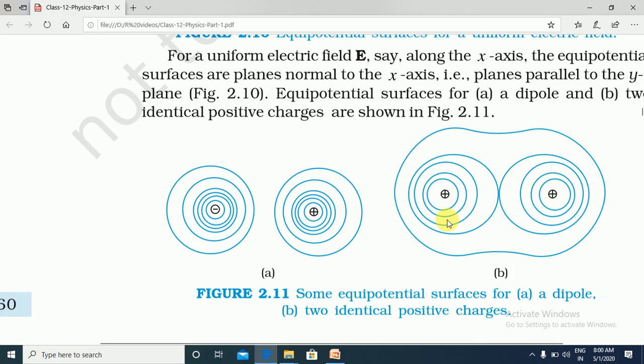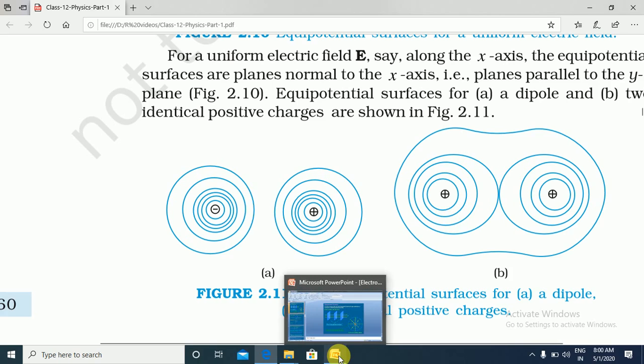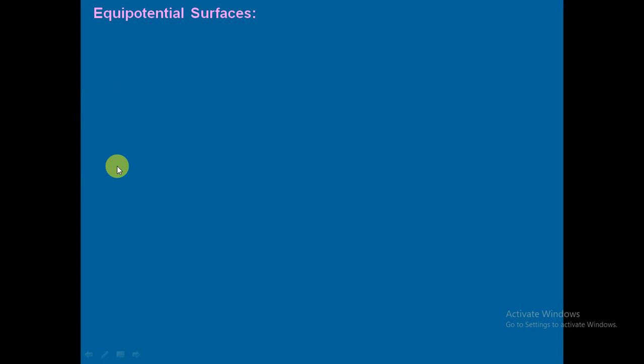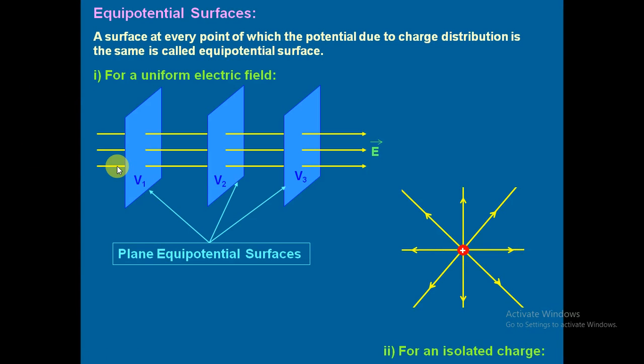And you may get a question to draw the equipotential surfaces for a point charge, for a uniform electric field, and for a combination of two charges. They may be the same charges, positive or negative, or they may be different charges as in the case of a dipole. So in all the cases, we need to draw the equipotential surfaces. This we have already discussed.